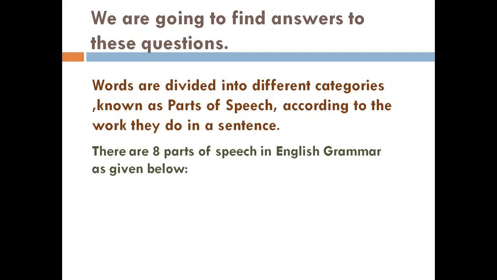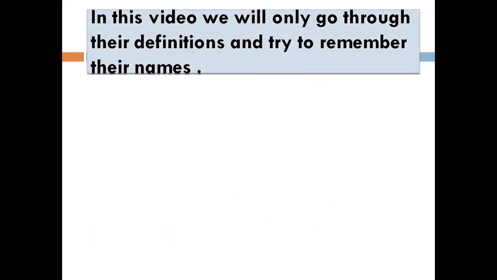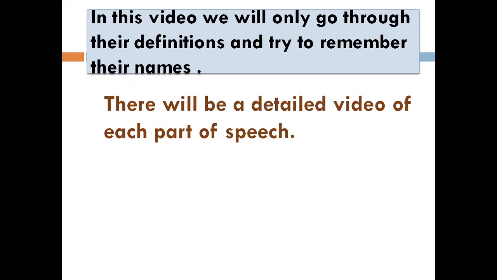There are 8 parts of speech in English grammar as given below. First, noun. Second, pronoun. Third, verb. Fourth, adjective. Fifth, adverb. Sixth, preposition. 7th, conjunction, and 8th, interjection. In this video, we will only go through their definitions and try to remember their names. There will be a detailed video of each part of speech.